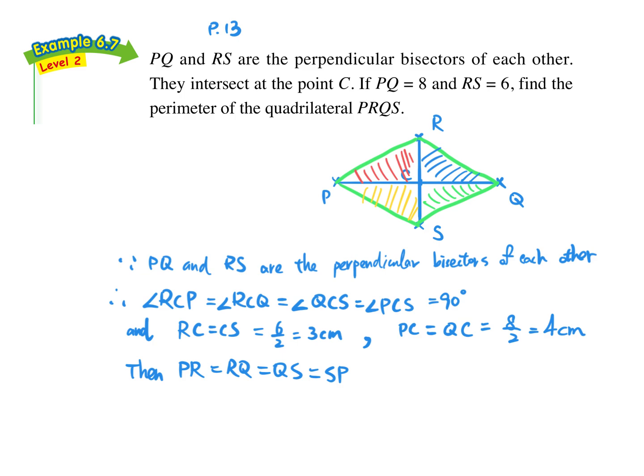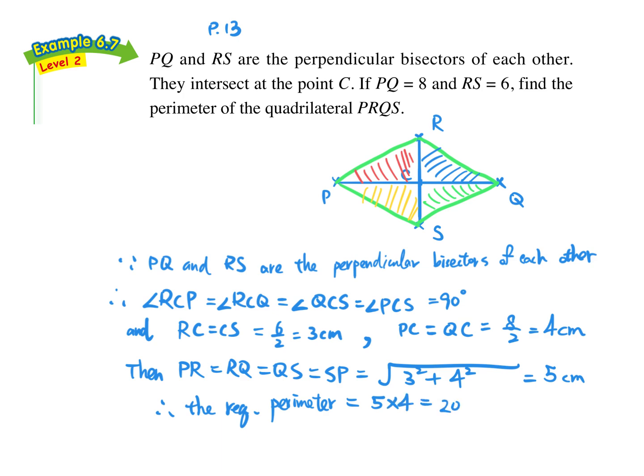Therefore, for each side of the quadrilateral PRQS, we just consider one triangle. And we consider the right hand side triangle, and that is 3 squared plus 4 squared, and take the square root of it, which is 5 cm. And then the required perimeter is 5 times 4, 20 cm, and that's it. Oh, no units for this question, so I just cross out the cm here.